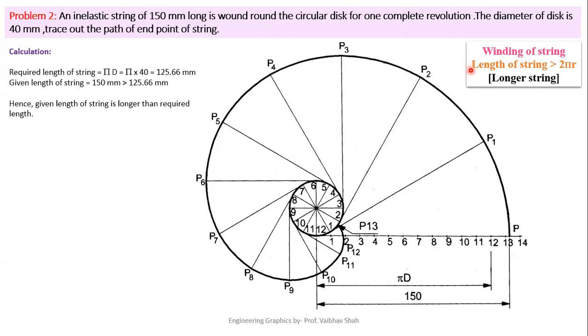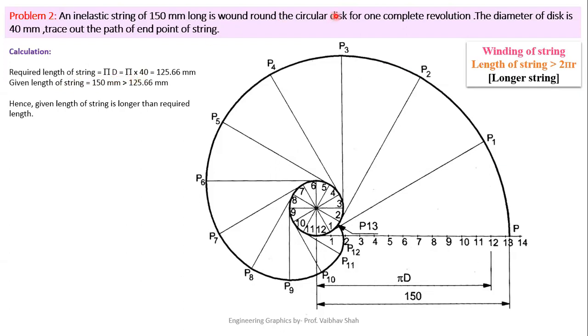The length of the string must be greater than your circumferential length 2 pi r, and here the string length would be longer. So now let us begin. First, let us find out the required length and the given length. The required length is nothing but pi into d.